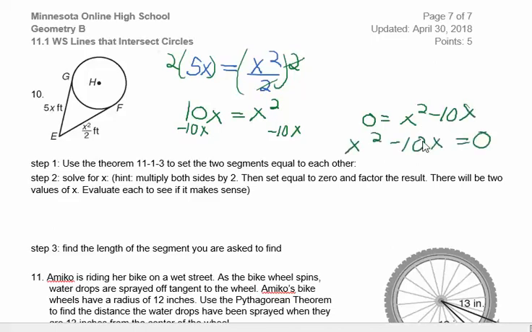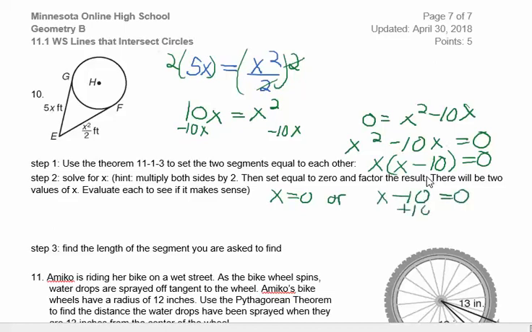Now I'm going to look for common factors in these two terms. They both have an x in common. X squared divided by x would leave me with x, and minus 10x divided by x would just leave me with minus 10. And then the zero factor theorem says that one of these must be 0. So either x equals 0 or x minus 10 equals 0. Solve this one, so I have two answers: x equals 0 or x equals 10. Does it make sense for x to equal 0 here? Then I would get 5 times 0 is 0 for the length of this. It doesn't really make sense.